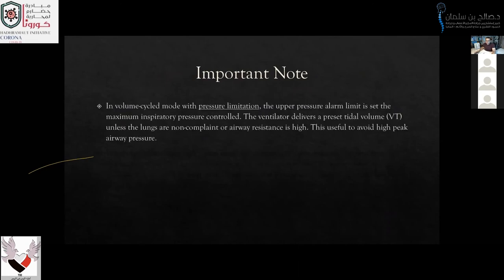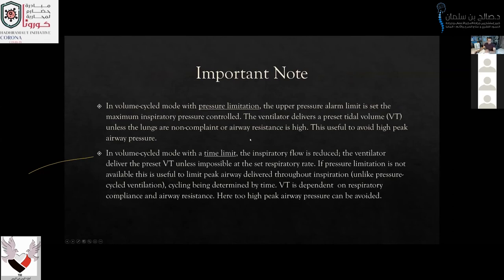Important note. In a volume cycled mode with pressure limitation, the upper pressure alarm limit is set as the maximum inspiratory pressure. The ventilator delivers a preset tidal volume unless the lungs are non-compliant or airway resistance is high. This is useful to avoid high peak airway pressure. In the volume cycled mode with time limit, the inspiratory flow is reduced. The ventilator delivers the preset tidal volume, unless impossible, to the set respiratory rate. If pressure limitation is not available, this is useful to limit peak airway pressure.